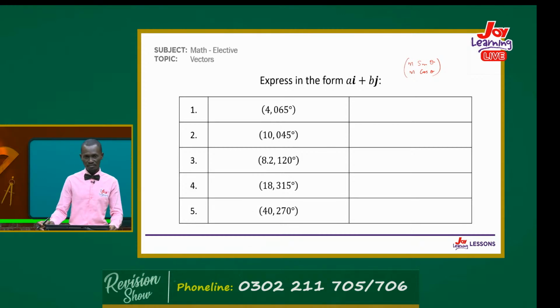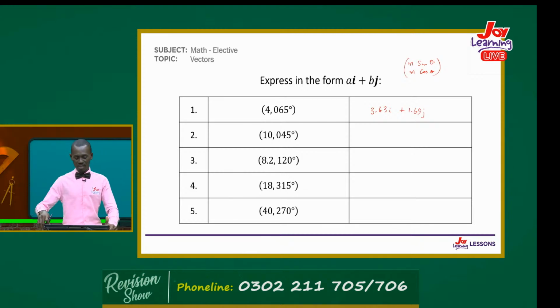The answer is 3.63i. I said the i component is 3.63i, and the y component is 1.69j. So it is 3.63i plus 1.69j. Yes, Raymond, that is correct. Okay, thank you, Raymond. Let's go to the second one.